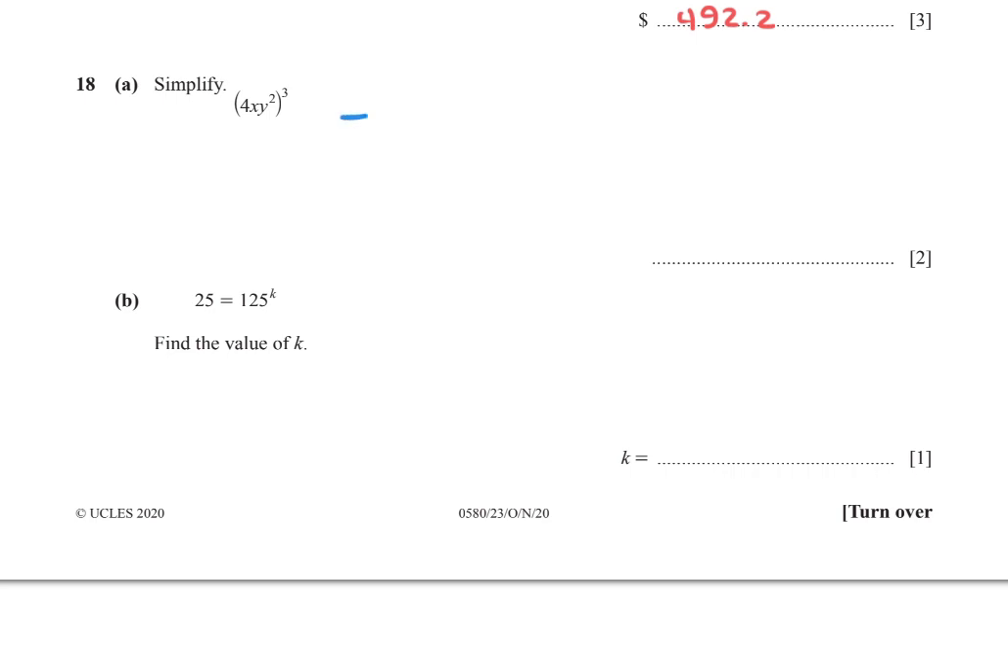So distribute the power. So 4 power 3, x power 3, y power 2 all power 3. 4 power 3 equals 64, x power 3, y power 2 all power 3, multiply the powers, so y power 6.